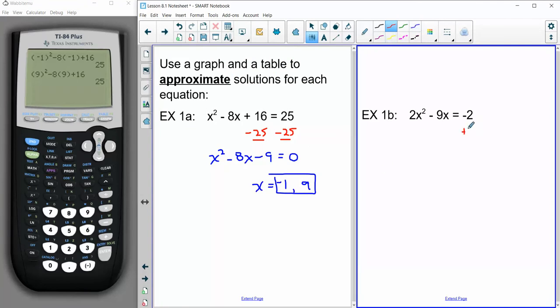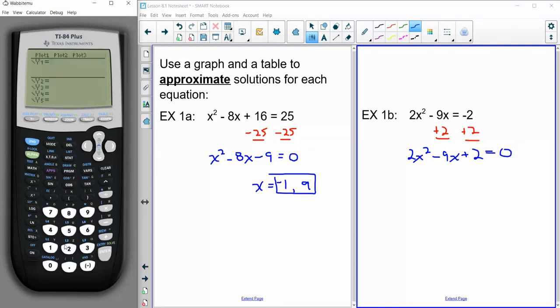All right, one more time. Let's add 2 to both sides. There are no like terms on the left with that 2. So we get 2x squared minus 9x plus 2 equals 0. We're going to solve this equation using a table. So let's go to y equals, clear that old one, 2x squared minus 9x plus 2. Go to the table, and I'm looking for 0. You know what? I don't see it. Somewhere between 0 and 1 is where this goes from positive to negative. So somewhere in there the input is 0.